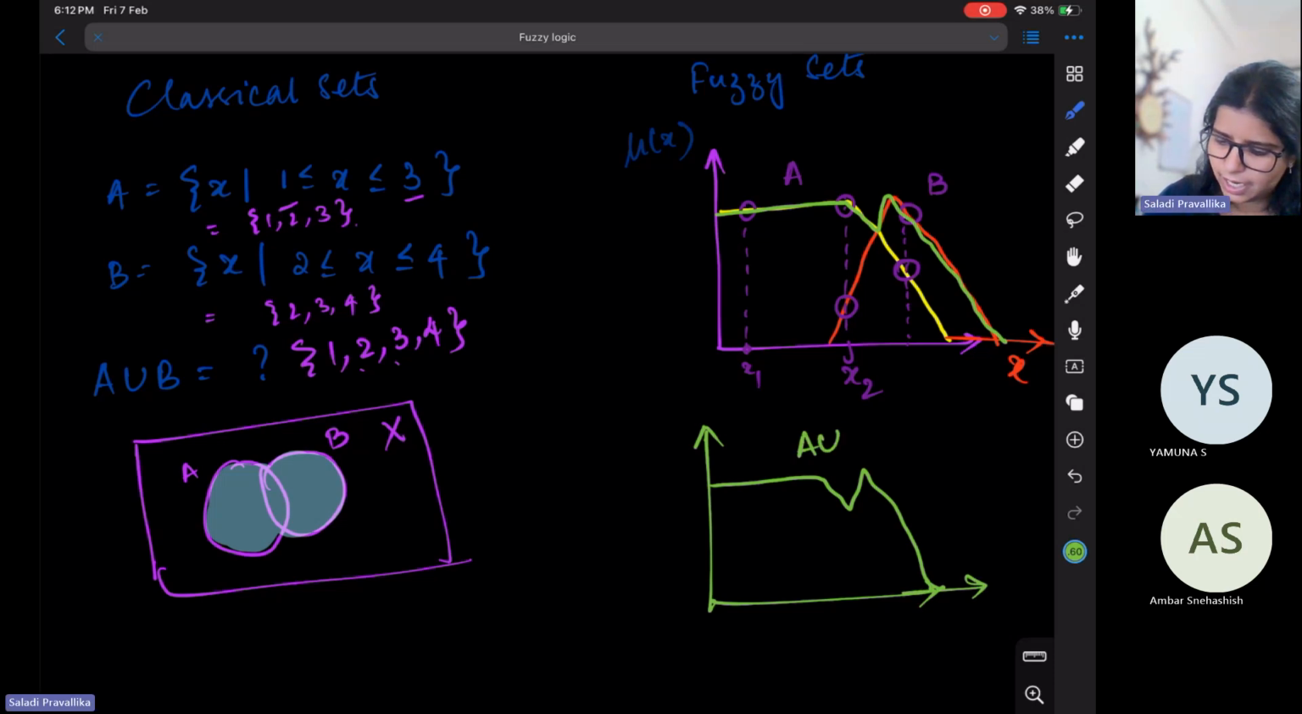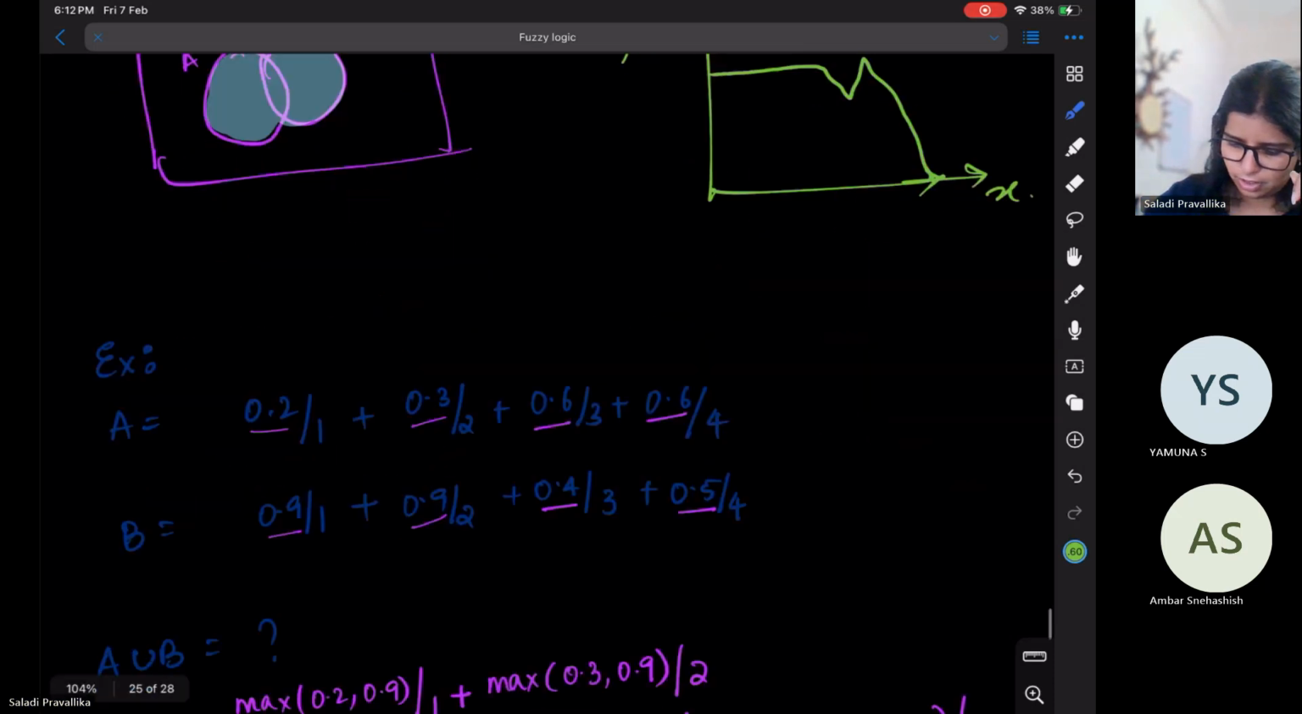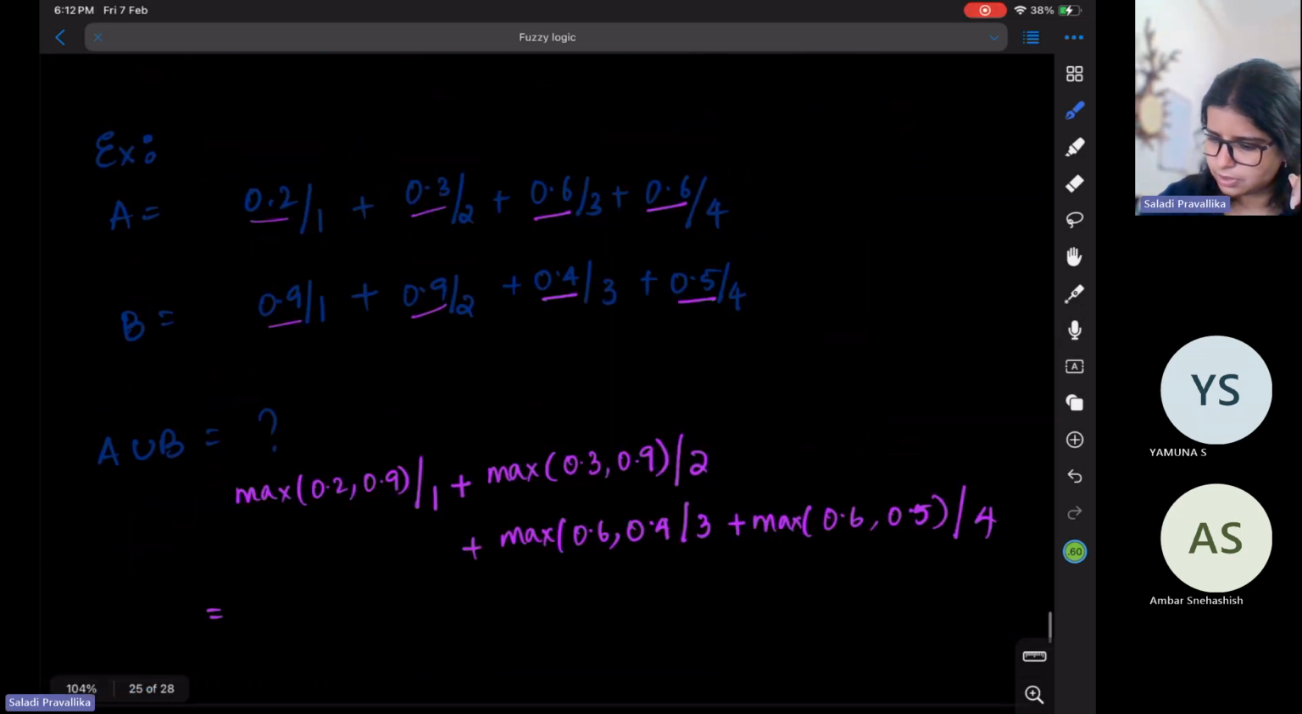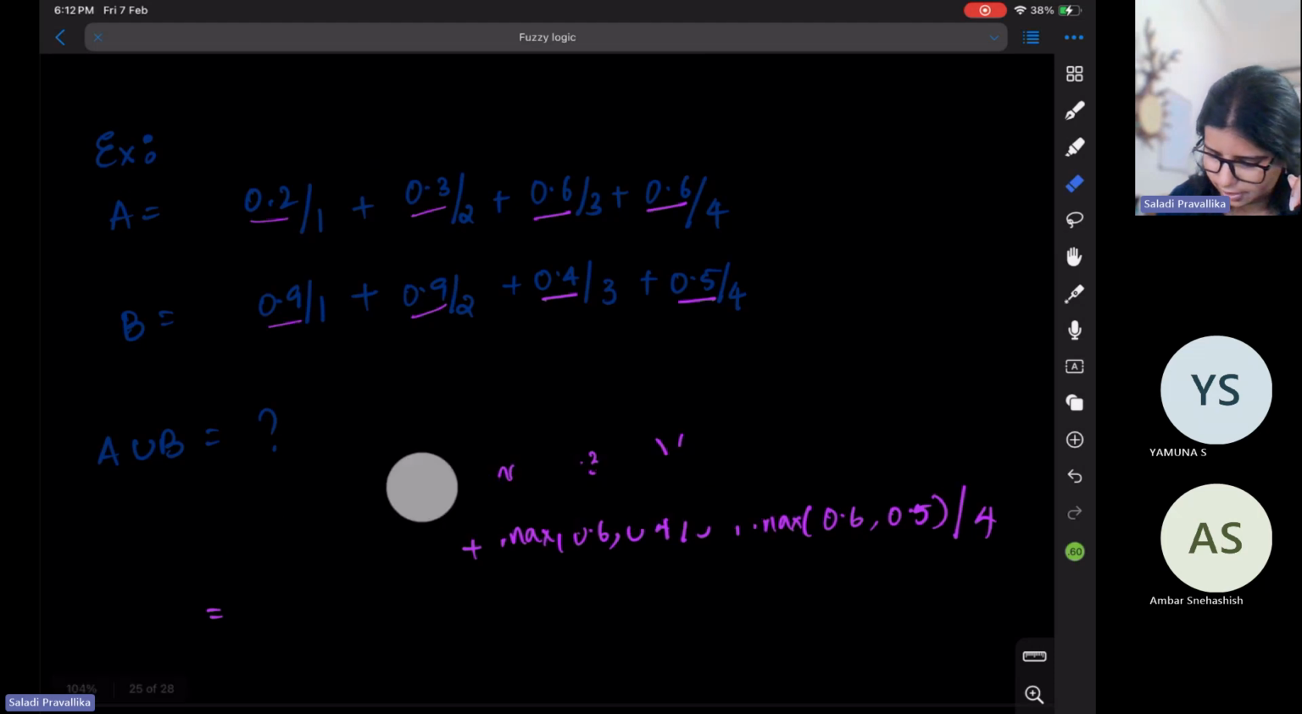Right? This is for A union B. Remember, for a union of two fuzzy sets, we always take the maximum membership function value for a given value of x. So this was the example that I'm saying.